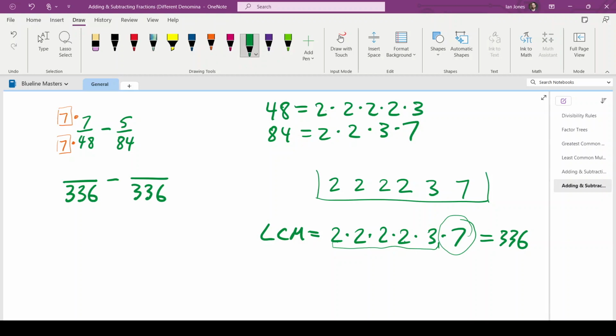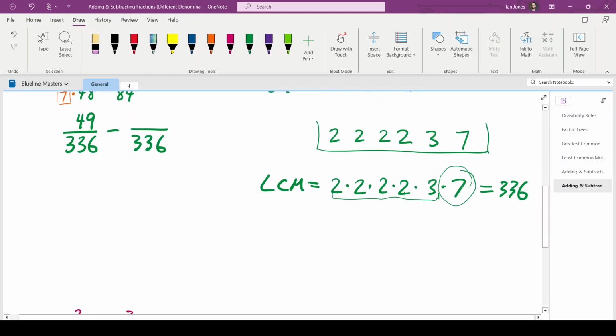So my numerator then will become 49. Okay, I could double check that. It's probably not a bad idea. 48 times 7, double check, I'm going to get a 336. 7 times 8, 56. 6 carry the 5. 7 times 4, 28 plus 5, 336. Bingo, just like I was expecting.